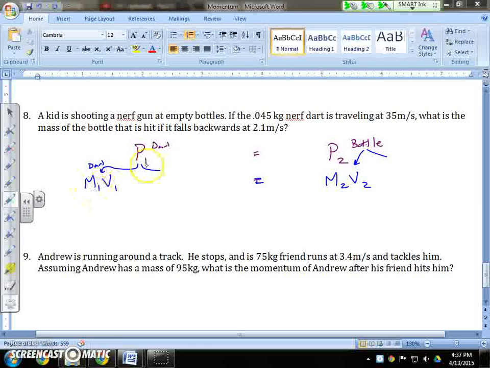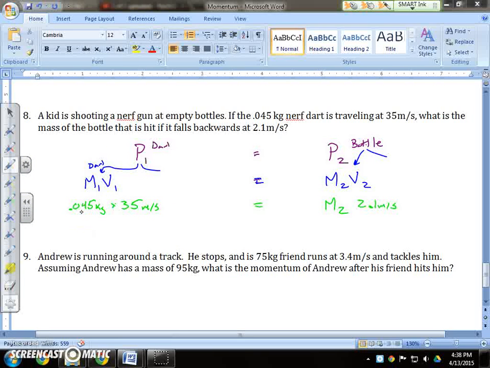Okay, so the mass of the dart is 0.045 kilograms times 35 meters per second for velocity equals my mass, which is a question mark, times 2.1 meters per second. I don't have a clue what that is just yet. So in order to solve for all this, let's actually break this down.